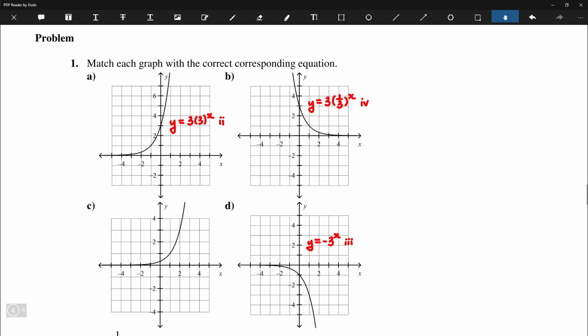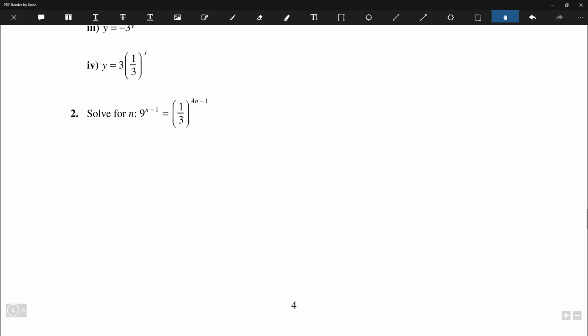And the last one we have is C. So this is the one that has a y-intercept that's 1/3. So that's y equals 1/3 times 3 to the x. The 3 makes it so that it is exponentially increasing, the base of 3. So this is equation number 1. And that's it. So let's move on to problem number 2, solving for n.